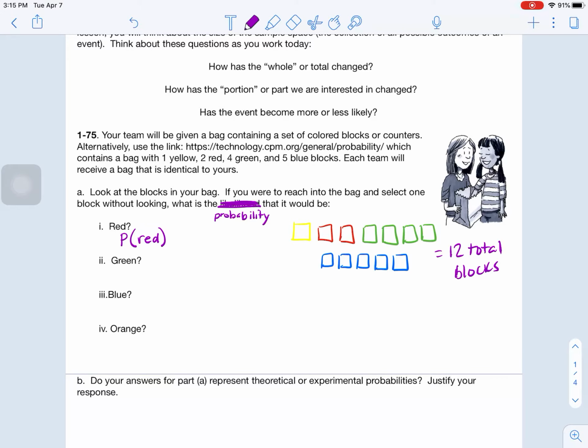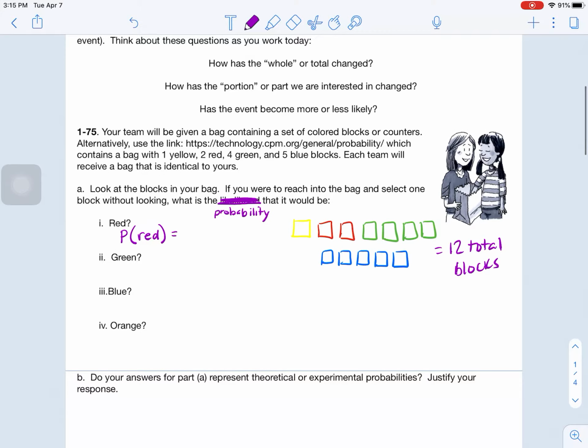So I'm going to put the probability that I'm going to pick out a red marble, or sorry, blocks. We're talking blocks. So the denominator is always the total. There are 12 total blocks, and how many of the reds are there? That's my numerator. It is 2. So my probability is going to be 2/12, or, as always, simplify whenever possible, or 1/6. My probability of picking a red block is 1/6.